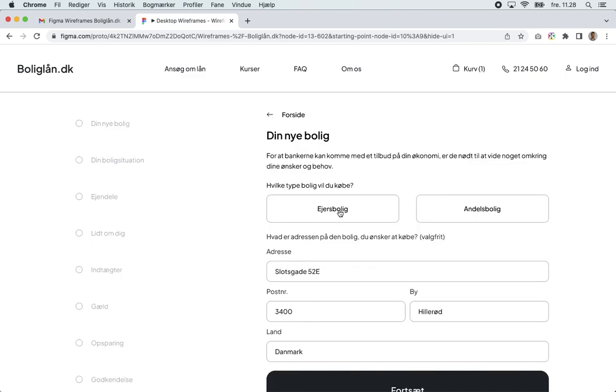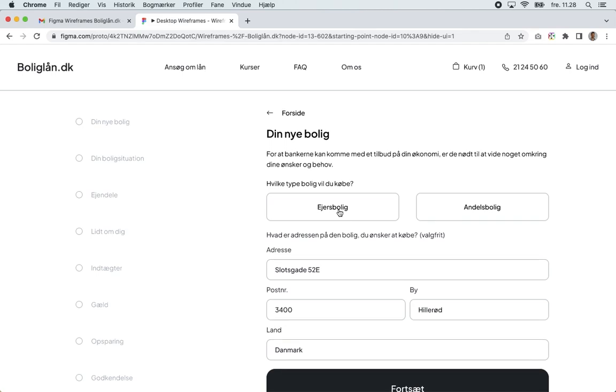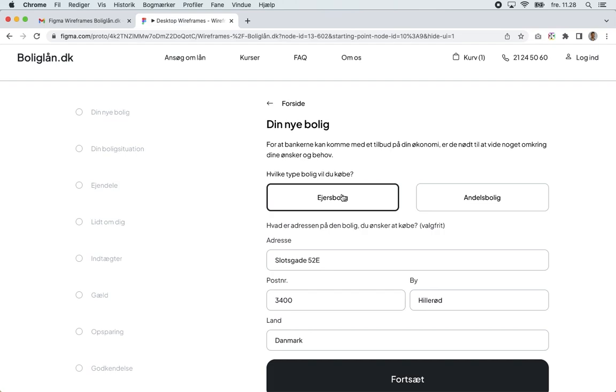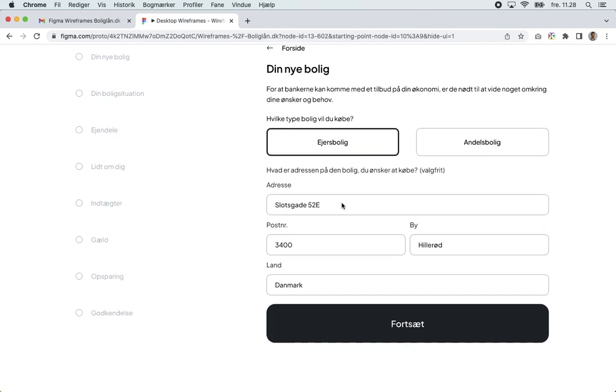You can read and see if that makes sense. This is already filled out. I didn't know that you could have a mortgage loan for an andel. I thought it was only ejerbolig and houses. No, this is only houses and ejerbolig.